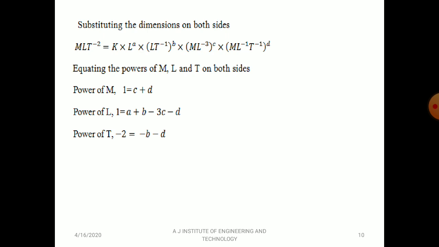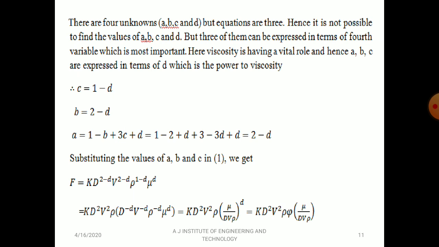So here there are two methods actually. You can follow any method, whichever you feel easy. Let me go with the first method here. There are 4 unknowns a, b, c and d, but equations are 3. So by equating powers of M, L and T, we got 3 expressions, but we have 4 unknowns a, b, c, d. Hence it is not possible to find the values of a, b, c and d, but 3 of them can be expressed in terms of the fourth variable, which is most important.